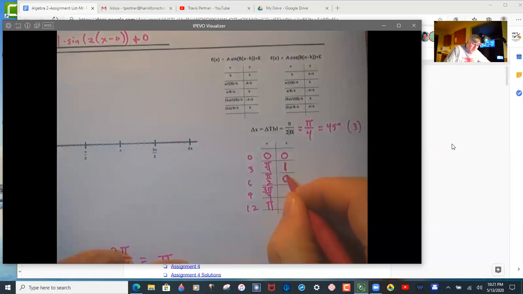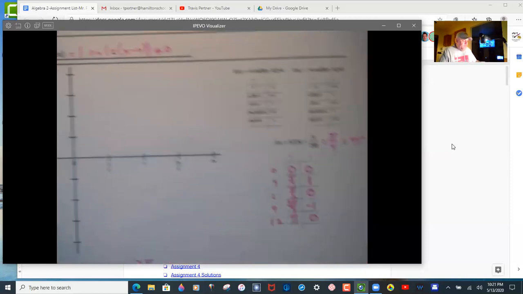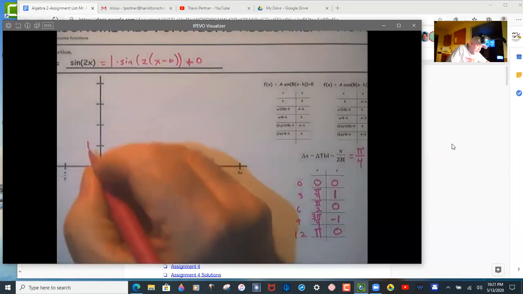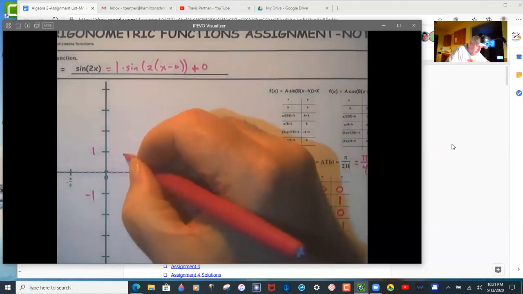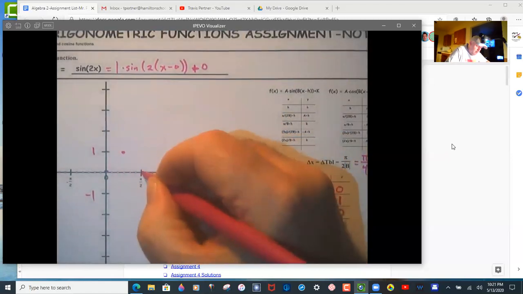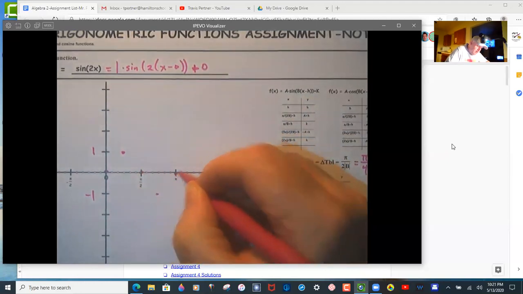Then back down to the midline, then down, and then back to the midline. So the only thing that's different about this is that it's going to be more scrunched. Okay, so we're going to go 3 up to 1. So it compresses the wave, and that's the critical thing.